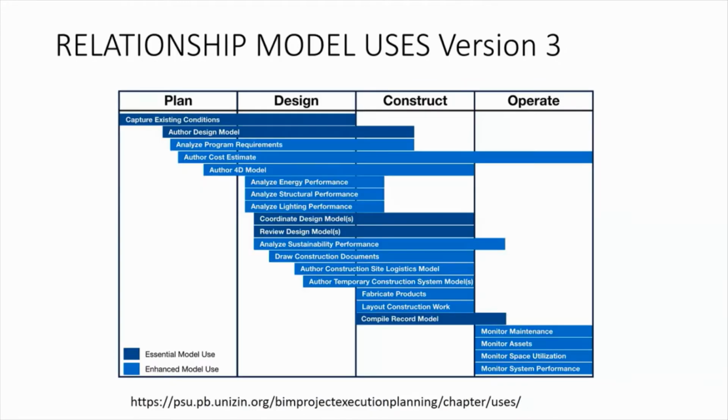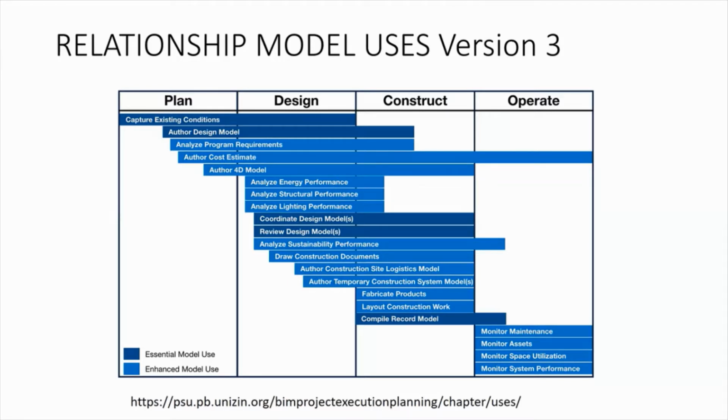Another version was done, version 3. Something to realize from here is that lots of changes and development have happened. For example, coordinated design models usually occur at the end of design, but now they're occurring at the very early stages. So what does this mean?